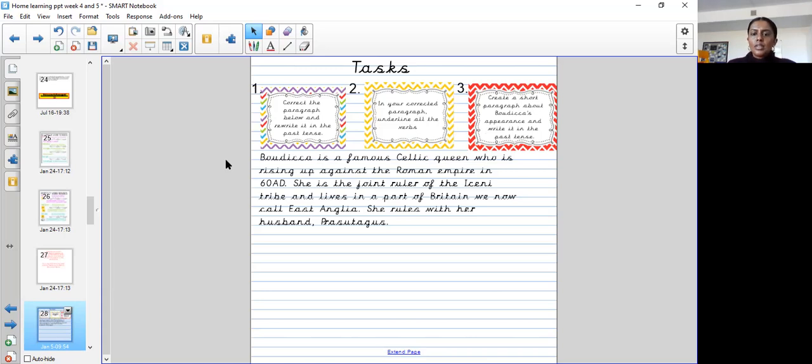Boudicca is a famous Celtic queen who is rising up against the Roman Empire in 60 AD. She is the joint ruler of the Iceni tribe and lives in a part of Britain we now call East Anglia. She rules with her husband, Prasutagus. Can you correct that paragraph and change it into a past tense paragraph? Task number two: in your corrected paragraph, underline all of the verbs. And task number three: create a short paragraph about Boudicca's appearance and write it in the past tense.